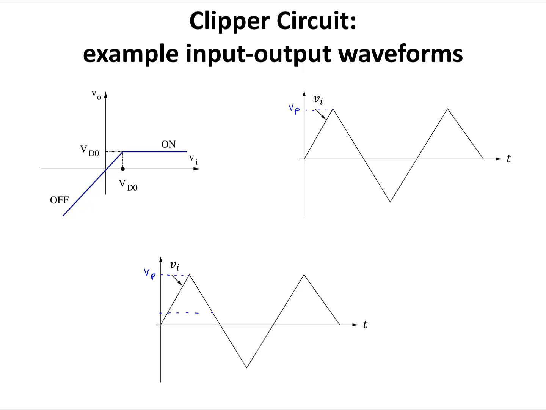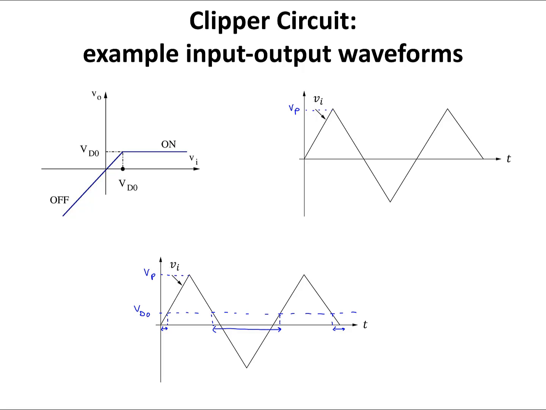So let me label VD0 volts here, and okay, so in this time point the value of Vi is less than VD0. Again, from this time point to here the value of Vi is less than VD0, and again in this time point the value of Vi is less than VD0.